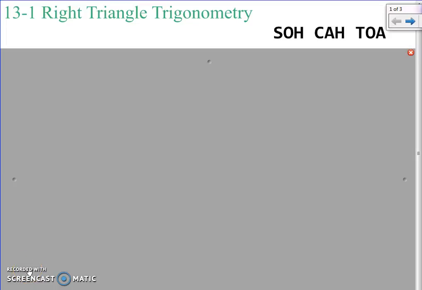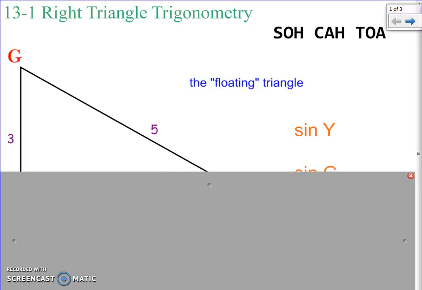Okay, so in chapter 13, we are definitely switching gears, and we're going to be talking about trigonometry for the whole chapter. But in section 1, we're going to start by reviewing what we learned last year in geometry. It was right around Christmas time that we were talking about this.